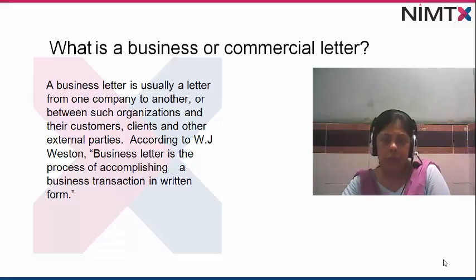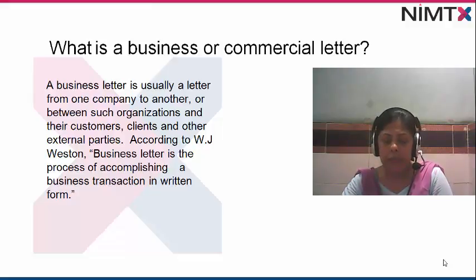A business letter is usually a letter from one company to another, or between such organizations and their customers, clients, and other external parties. This is a definition given by W.J. Weston. A business letter is the process of accomplishing a business transaction in written form. So it's a letter, something that is written formally. There are informal letters, there are informal communications. A business letter is something which is formal. As W.J. Weston said, business letter is the process of accomplishing a business transaction in written form.